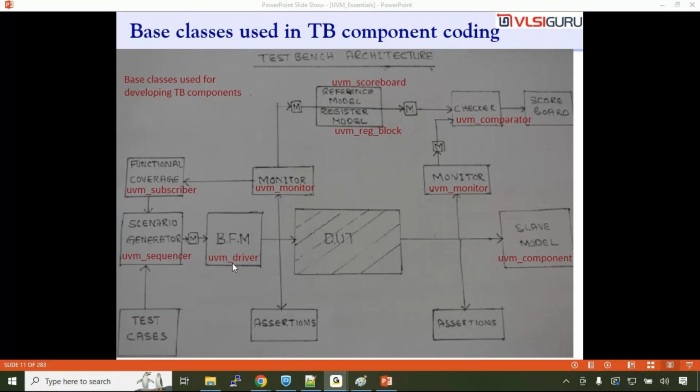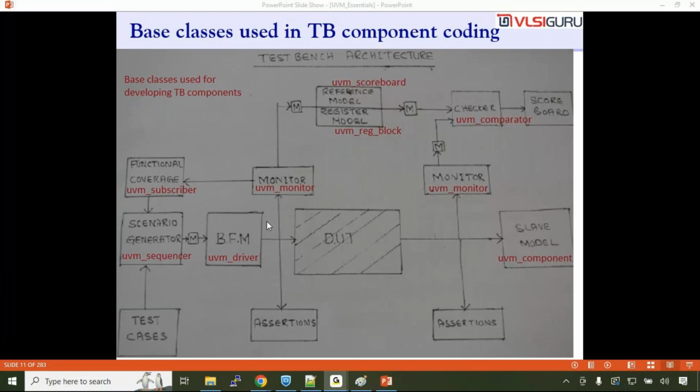Let's say I want to develop an APB sequencer. I will say class APB sequencer extends uvm_sequencer. Now you may ask, what is a driver? What is a sequencer? I didn't hear of those. BFM is the driver. When you come to UVM, the BFM is called a driver. The generator is called a sequencer, that's all. Very similar. Of course, a few small differences are there, but they're very similar.